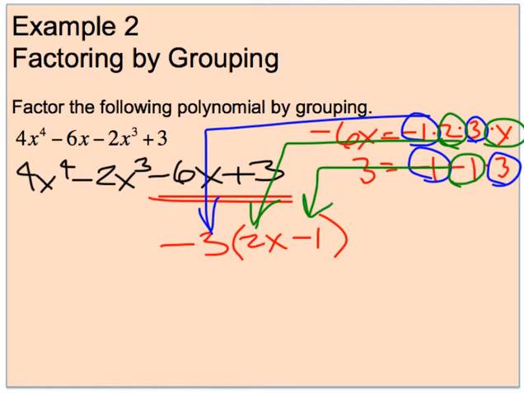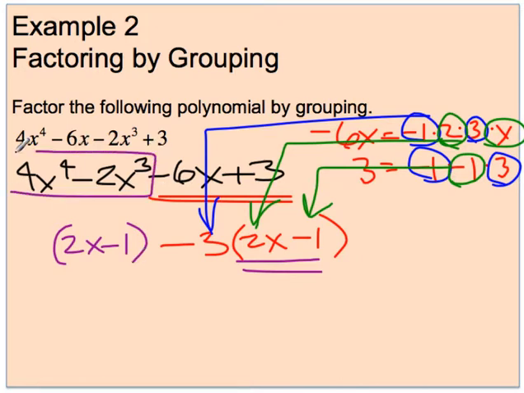Now this is where the method gets a little bit tricky. This 2x minus 1 in the back has to be copied to the front. So we have 2x minus 1 in the front here as well. This kind of goes to what we've done previously with a common binomial factor. So then I'm going to write the first two terms, and I'm going to take out a 2x minus 1. So the first term I'm going to write as 2 times 2 times x times x times x times x. And the second term, the negative 2, I'm going to write as negative 1 times 2 times x times x times x.